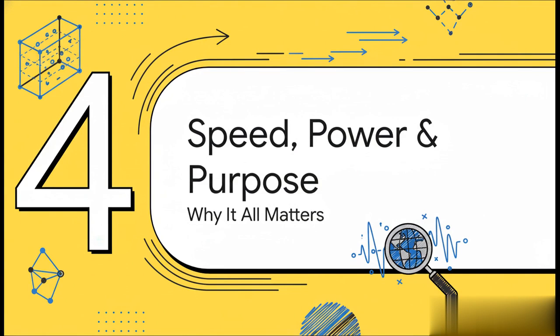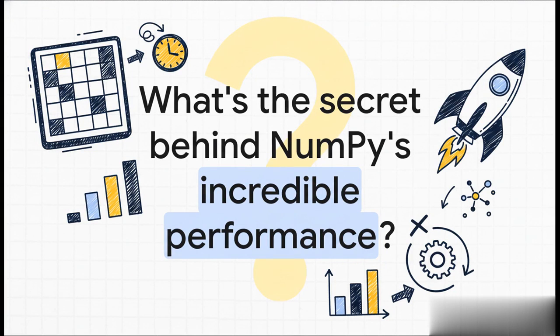Okay, so we've seen a bunch of the cool tricks NumPy can do, but let's zoom out. Why is this so important? Why is it literally the foundation of pretty much all data science in Python? Why does it matter in the real world? So what's the big secret? Why is it so much faster than just using Python lists? It's not just a little tweak. It's a completely different philosophy under the hood, all about how it talks to your computer's hardware.